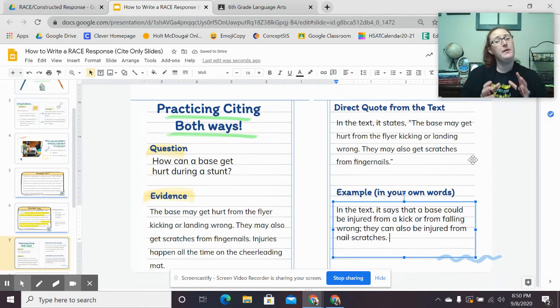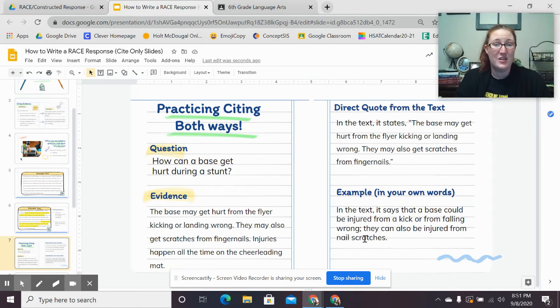So I tried my hardest to not take what the author had originally written, and I put the text in my own words. Notice I didn't use any quotation marks because I didn't quote it right out of the book, but this is still a citation. Both of these are citations. Both of them are correct. Both of them could be used in a race response. Okay.